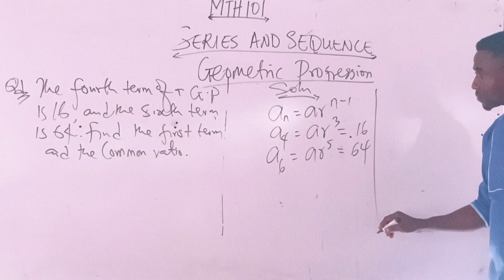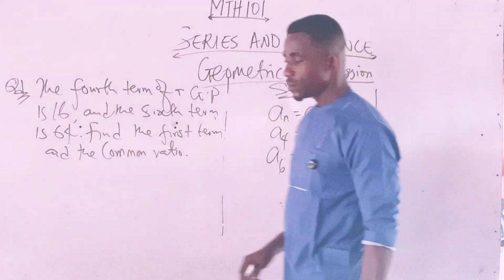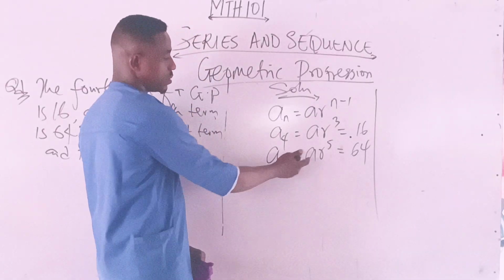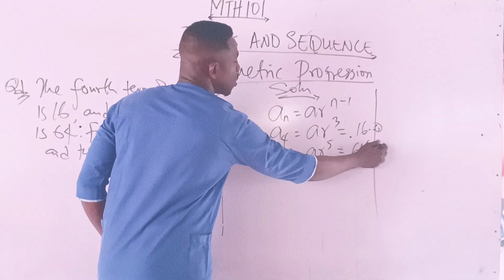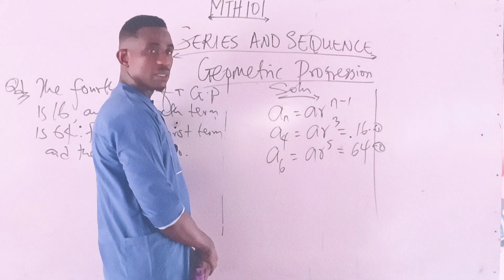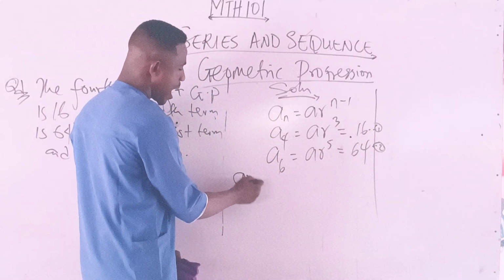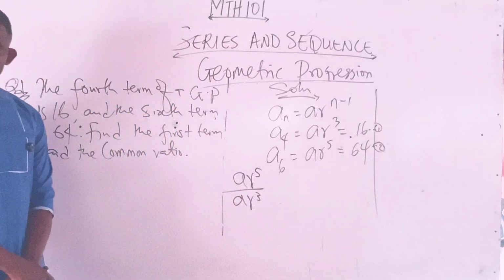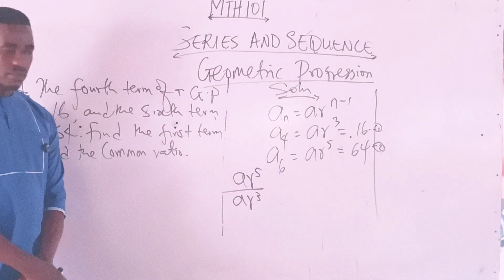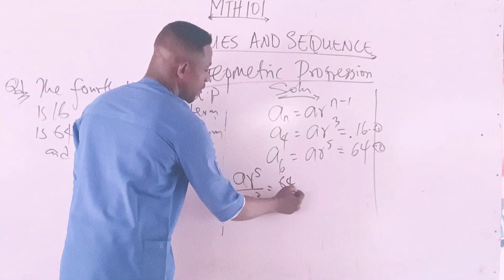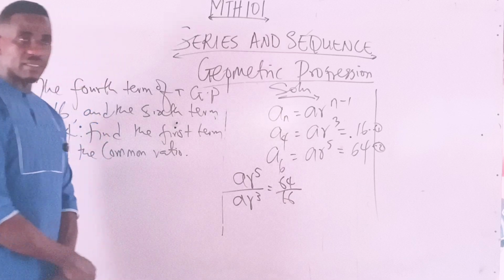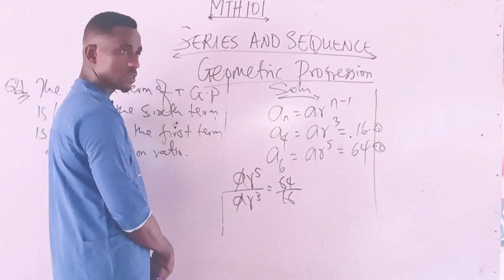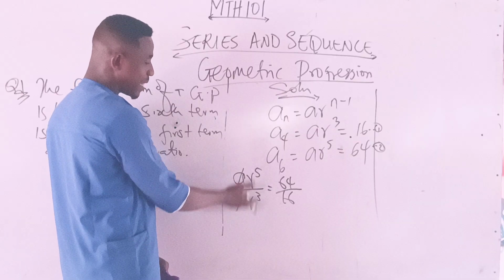But wait, please pay attention. What you do now is divide equation 2 by equation 1. AR^5 divided by what? AR^3. Is it making sense? 64 divided by what? 16. Can this cancel this? Can we apply indices here?